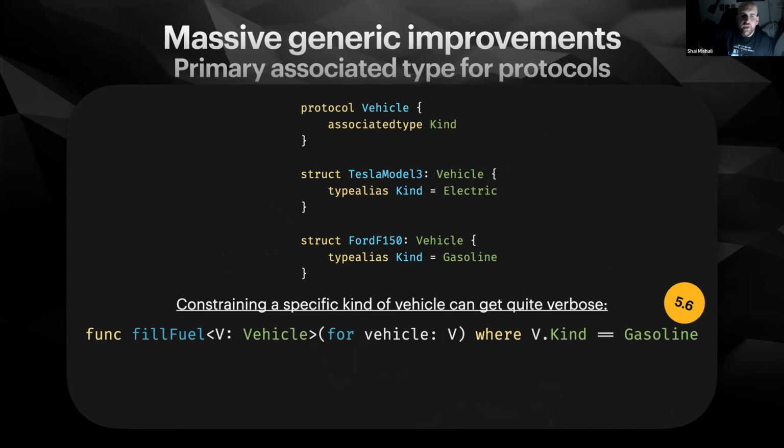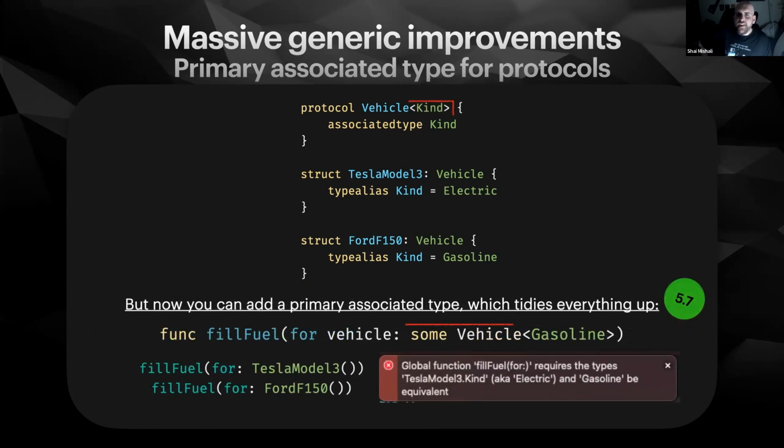Another really nice change here: for example, I have this fill fuel method that's generic over a vehicle V where V's kind is gasoline. So I can only pump fuel for a gasoline vehicle. Now I can do this new trick called a primary associated type, where I can say the protocol has this new primary associated type, which is the kind. And then I can say that I allow filling fuel only for some vehicle of gasoline. It's a bit of a weird syntax to get used to, but it's actually really nice compared to how long the syntax was before this.